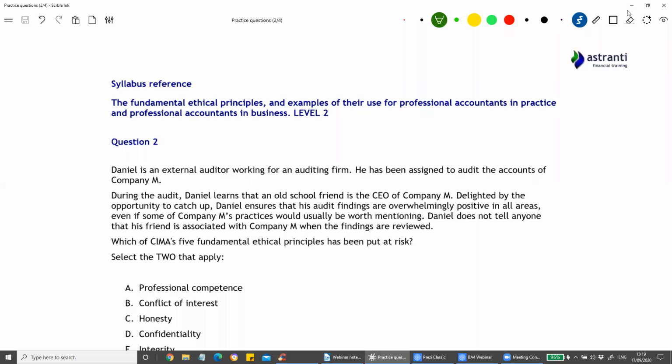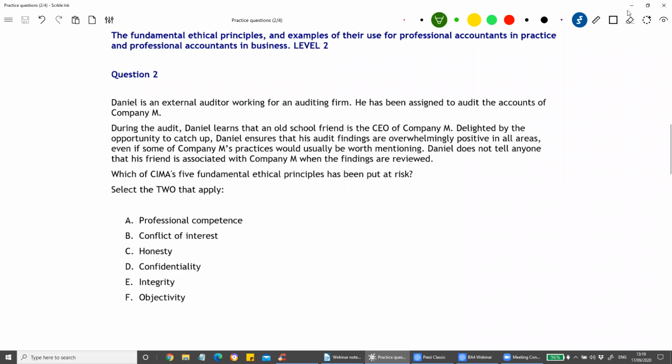So we've had an easier question. Now, using exactly the same material, the exact same syllabus reference, so it's hitting exactly the same part of the syllabus that CIMA 1, it's still level 2. We've got a different style of question. And this is what at Astranti we call a scenario-based question.